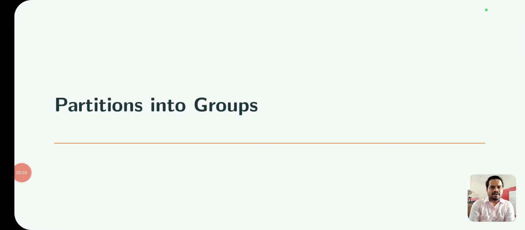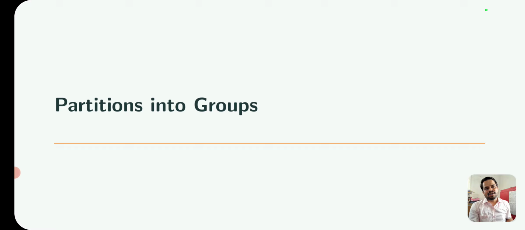Today we are going to learn about partition into groups. Before that, we will see the definition of a partition into groups. A partition of a set. The word partition is, I think, familiar to you in your day-to-day life, because partition means we have to take a part, and here also we have to take parts of that group.